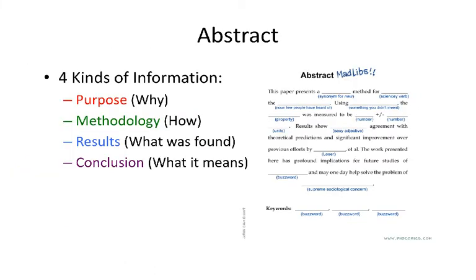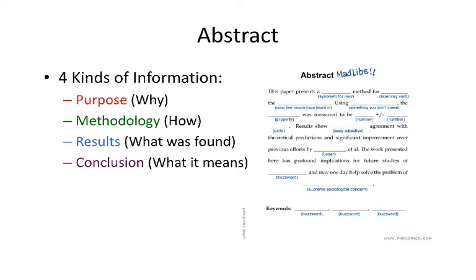So that was a title. Next here we have the abstract, and the abstract is super important. It contains 4 main types of information: the purpose of the paper, so why the authors did this study, the methodology or how the study was done, the results, so what was found, and then lastly the conclusion, so what it all means. So here on the right I have an abstract.